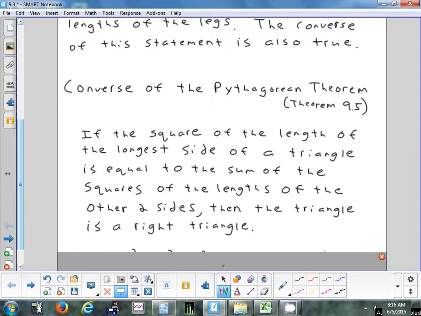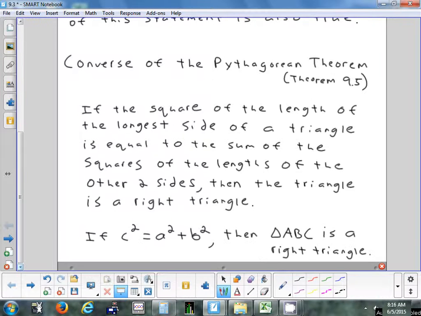Right, so what we're doing here is we're proving whether or not I give you three sides, you tell me, do they form a right triangle? Versus last night, I gave you a right triangle, gave you two of the sides, and said find the third. Okay? In this case, I will give you all three, and you tell me, is it a right triangle? Yes or no? Okay, so this is the short way to write out the theorem. If c squared equals a squared plus b squared, then that proves you have a right triangle.